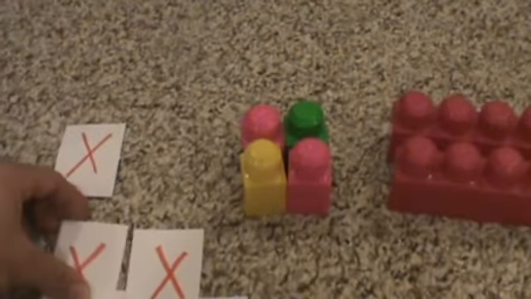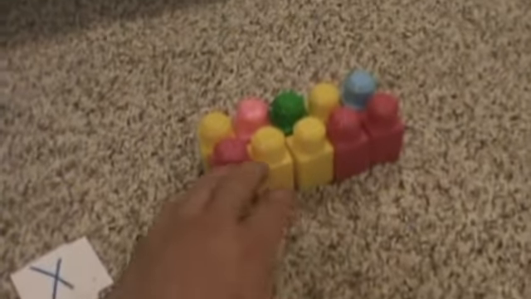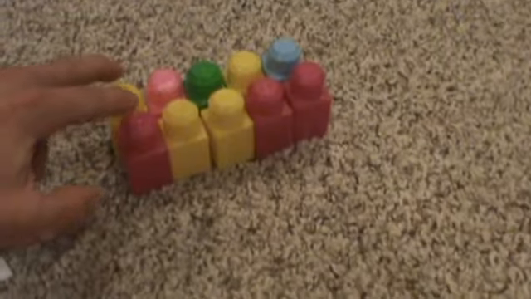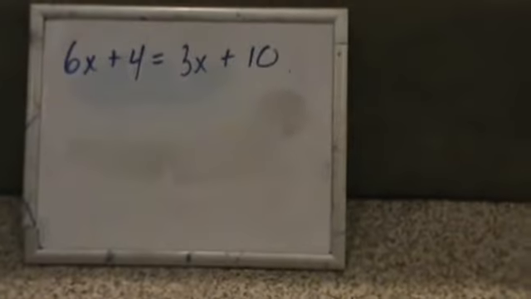So we have our 4, and then we're going to do our 6x. So we got 1, 2, 3, 4, 5, and 6. Alright, over here we needed 3x, 1, 2, and 3, and then we have our constants. We're adding a positive 10, or adding 10, 2, 4, 6, 8, 10. So our equation is set up on the board with our building blocks and our variable pieces. Remember, this is going to represent our equal sign.